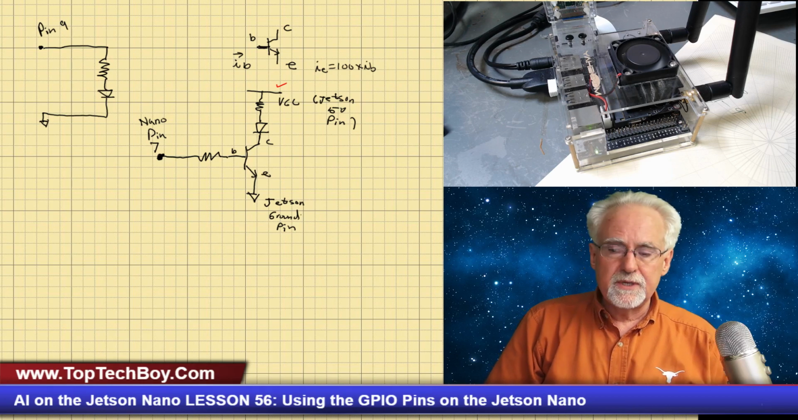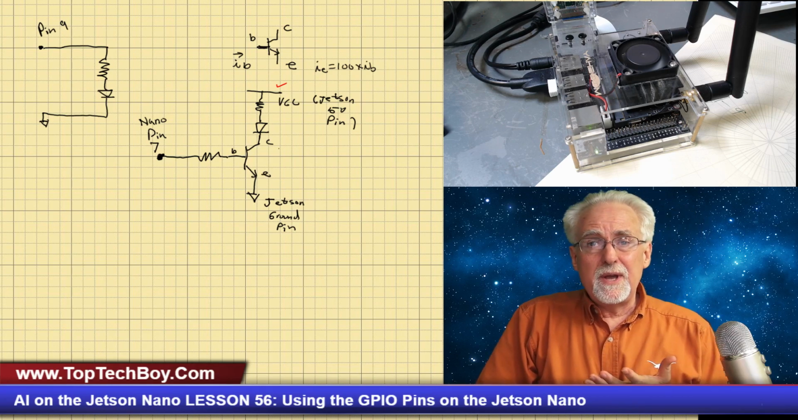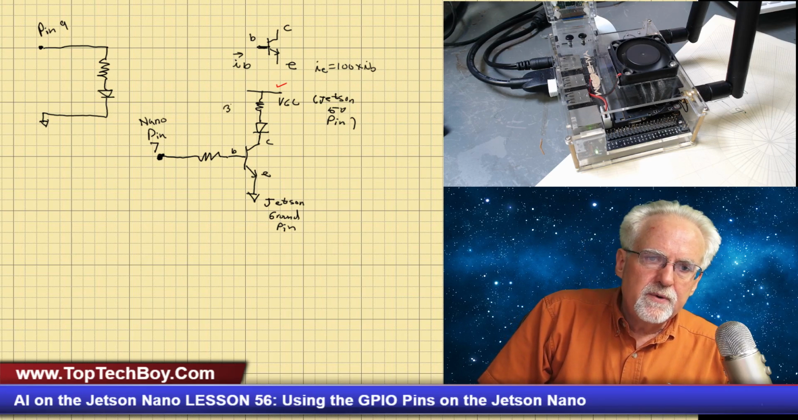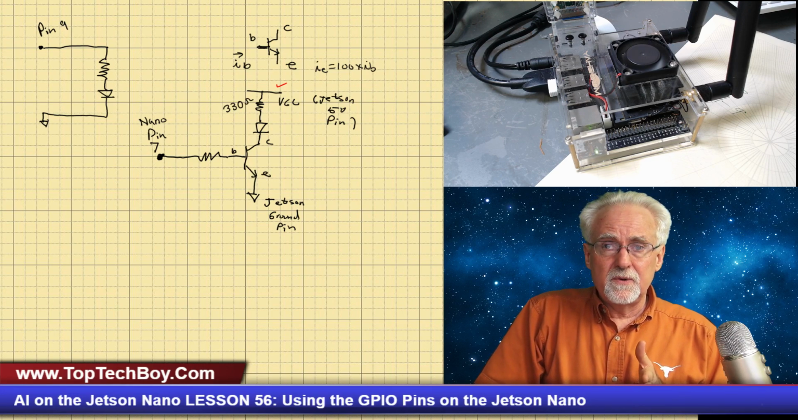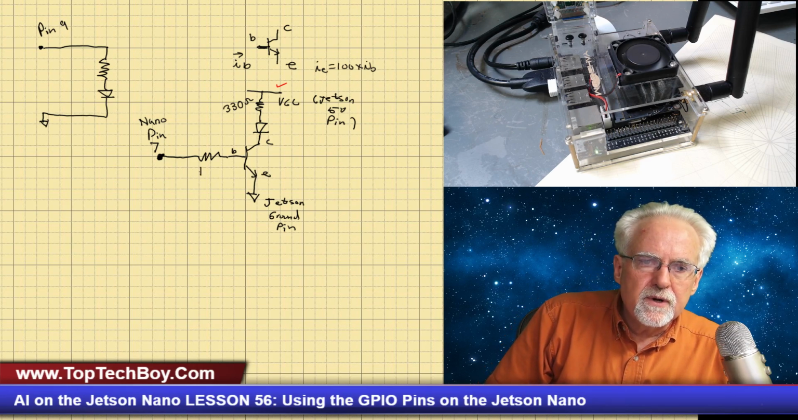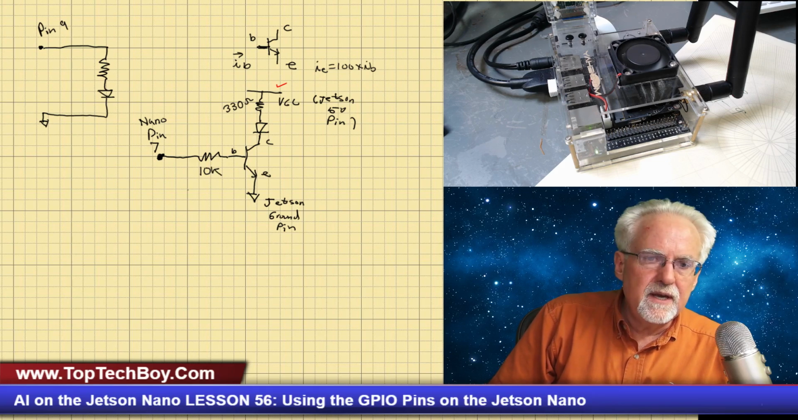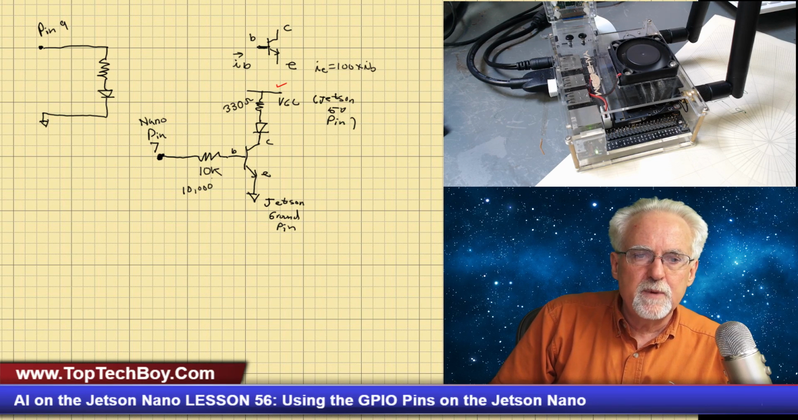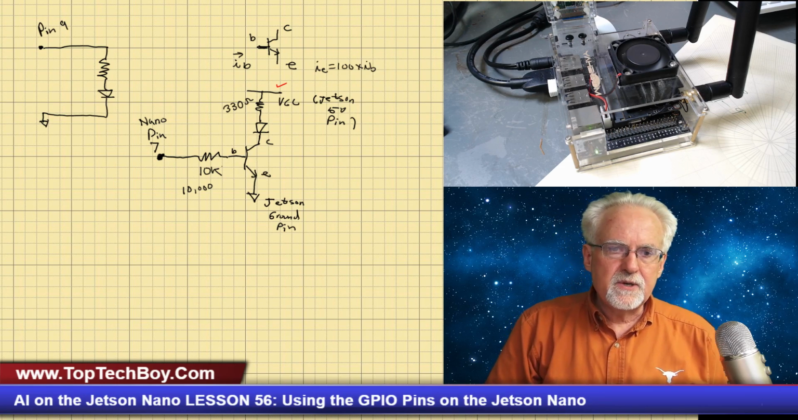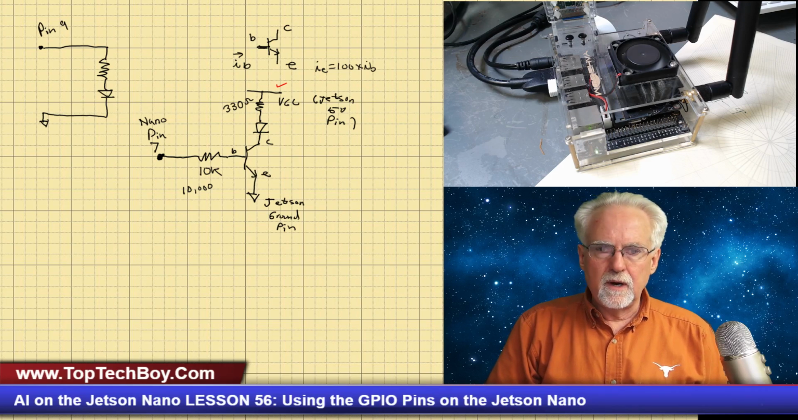Now, what value resistors do we use? Well, you kind of know for these small LEDs, a good value is about 330 ohms. That will limit the current so that you won't burn out the diode. Okay, and then for this current limiting resistor coming from the Jetson Nano, we're going to use 10K, and that is 10,000 ohms because we're not drawing very much current. We're just using the transistor as a switch. And so that, my friend, is how we are going to hook this up.